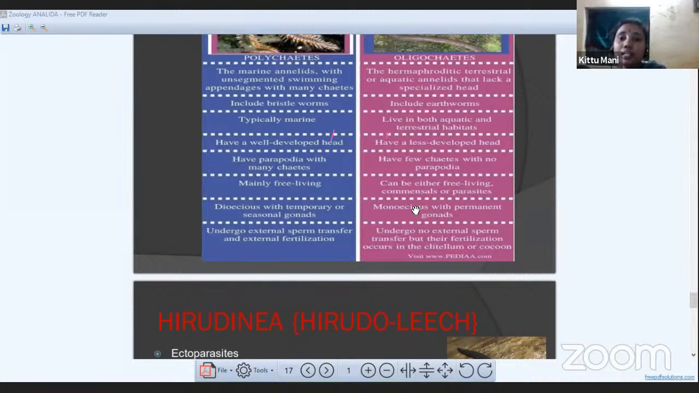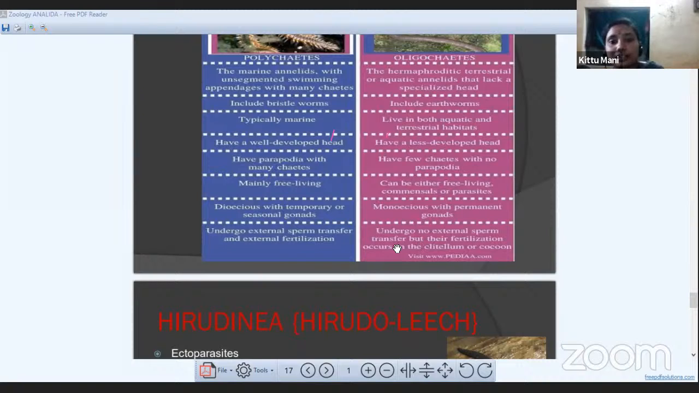For example, in the lifelong structure of the earthworms, it means they have permanent gonads. Next, they undergo no external sperm transfer, but their fertilization occurs in the clitellum or cocoon. What is that, students? Clitellum or cocoon.